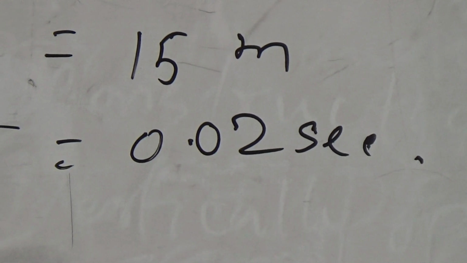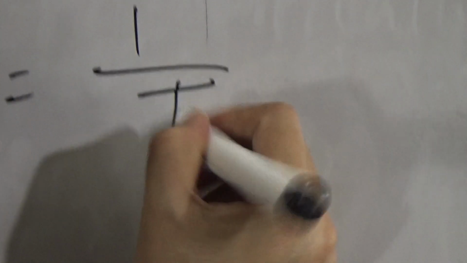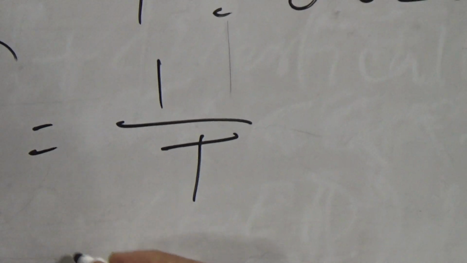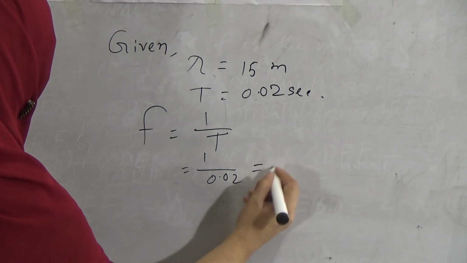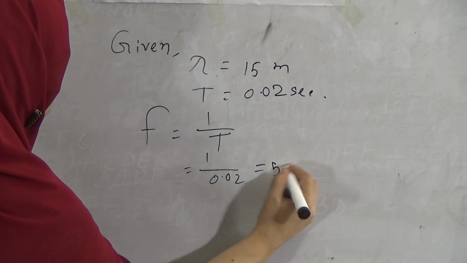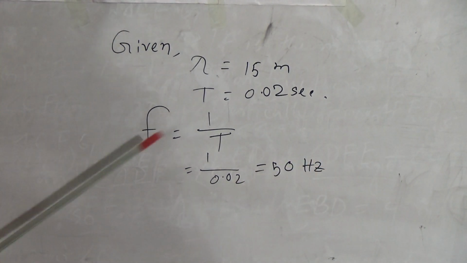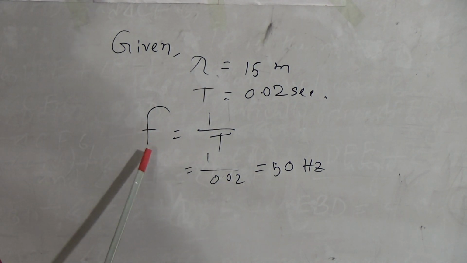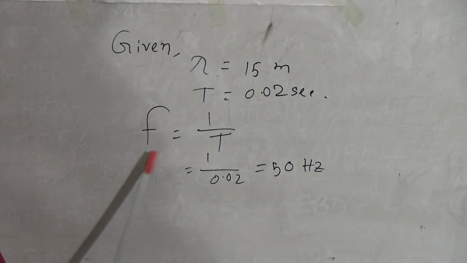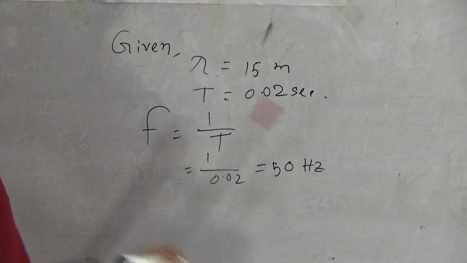So we know frequency f equals 1 divided by T, use this formula. Then 1 divided by T means 1 divided by 0.02, which means 50 hertz, and the unit of frequency is hertz. So here f equals 50 hertz.